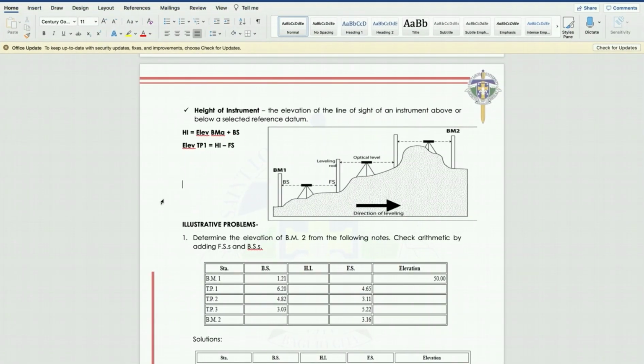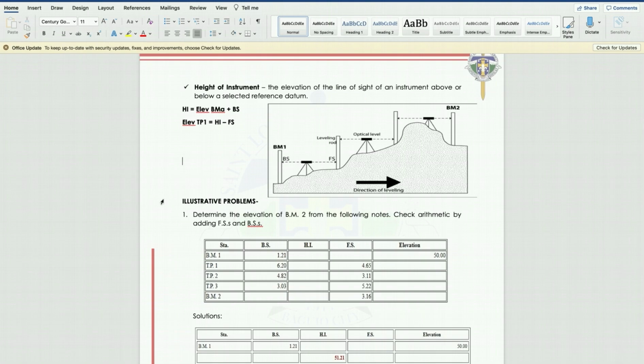So we have here the illustrative problem for differential leveling. Determine the elevation of benchmark 2 from the following notes. Check arithmetic by adding the foresights and the backsights. This will just be a simple addition and subtraction. We just need the elevation of the first station, then from there we can determine the elevation of any points that we want to know.